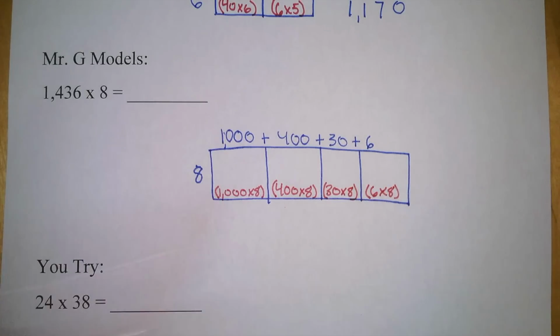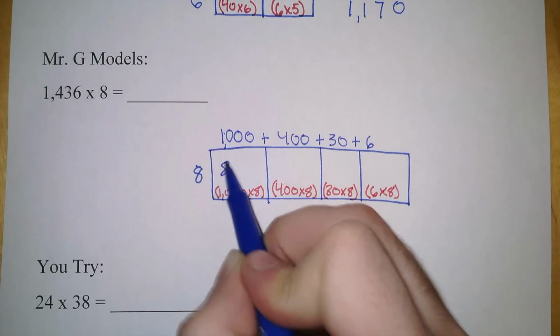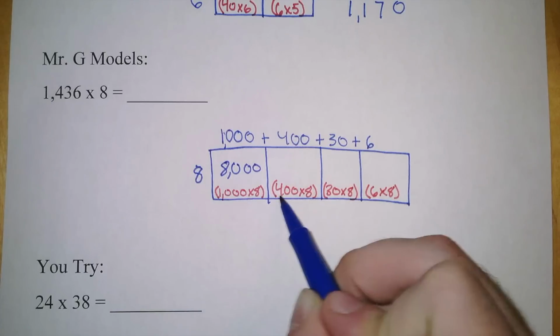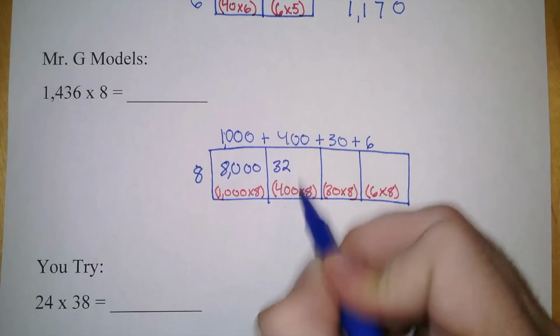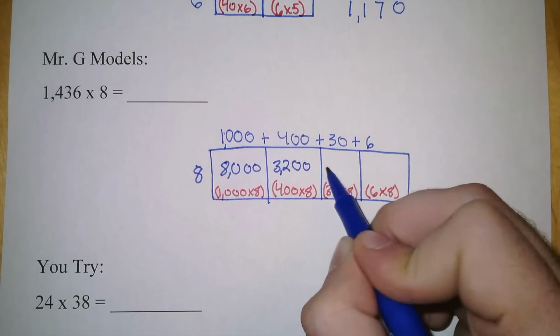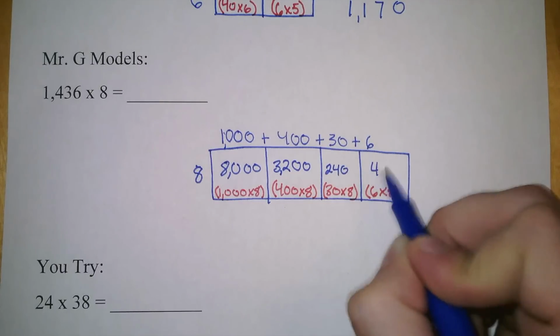All right, switching back to blue. 1 times 8 is 8. And then we have 1, 2, 3 zeros. 4 times 8 is 32. 2 zeros. 3 times 8 is 24. 1 zero. And then 6 times 8 is 48.